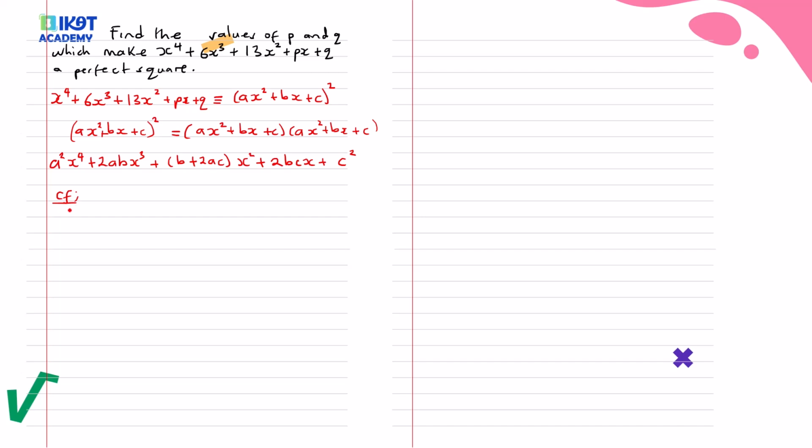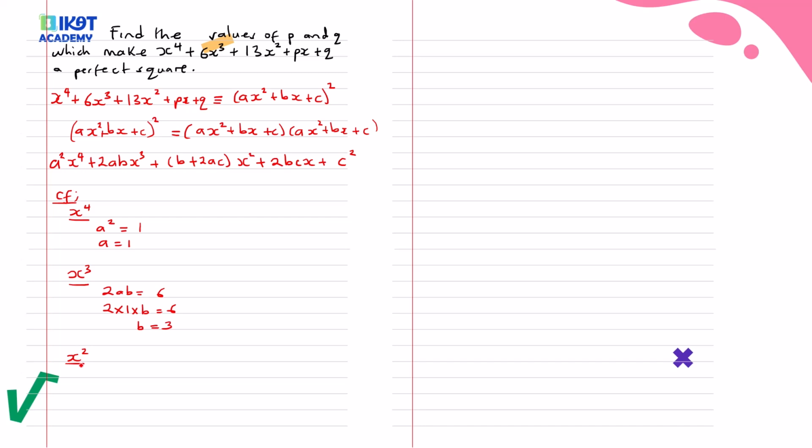I'm going to start with coefficients of x to the power 4. Here it's a squared, equal to 1 here. So I'll say a is 1. Then I go to coefficients of x cubed. For x cubed, it's going to be 2ab equals 6, but we have gotten a is 1. So times b, this is 6. So we end up having b equals 3.